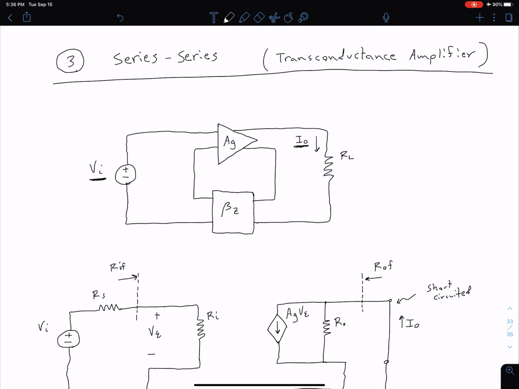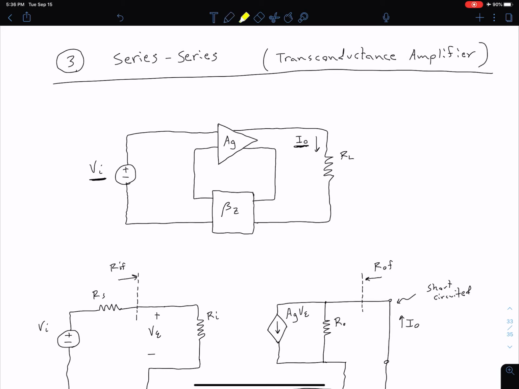And so because of that, we see we have a series connection on our input between our gain amplifier, our AG, and our feedback component beta Z. We also have a series connection on our output side. So we've sort of combined our input part of our voltage amplifier and the output part of our current amplifier. So because of that, we're not going to need to do as much analysis as we had done previously.